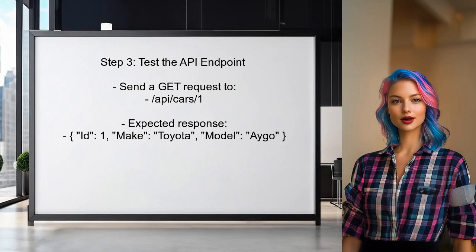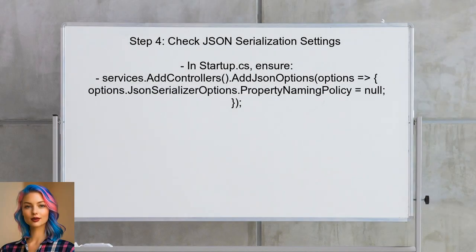After making these changes, the user should test the API endpoint again. They can do this by sending a GET request to the endpoint, which should now return the expected JSON object. Finally, if the user continues to experience issues, they should check the JSON serialization settings in the startup configuration. Ensuring that the default JSON serializer is set correctly can help avoid serialization problems.